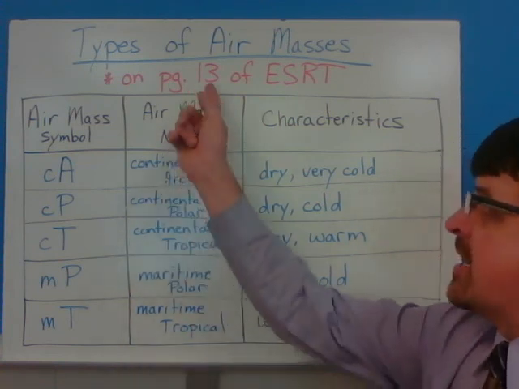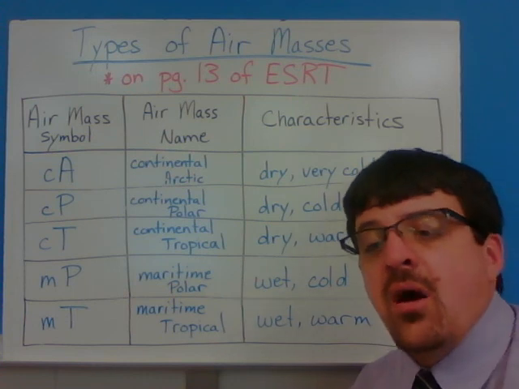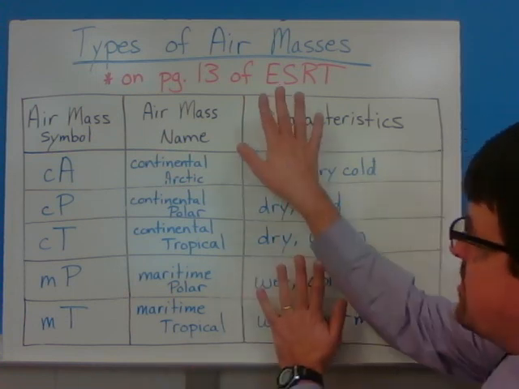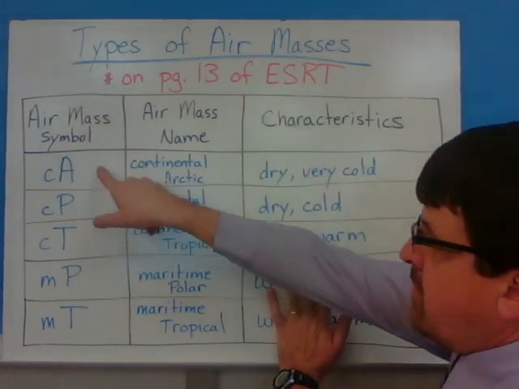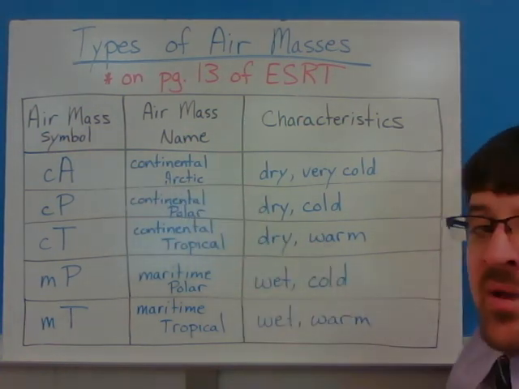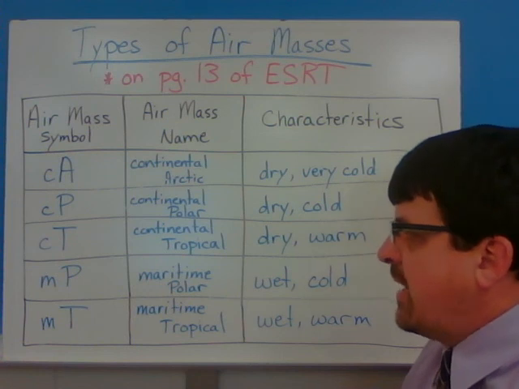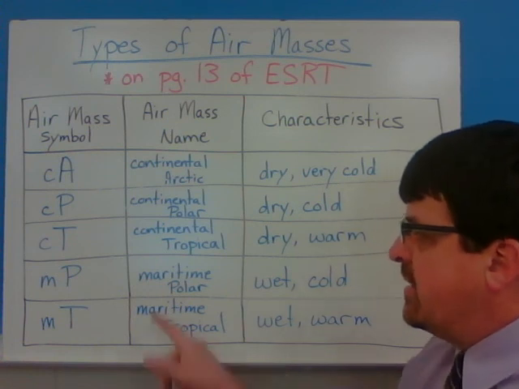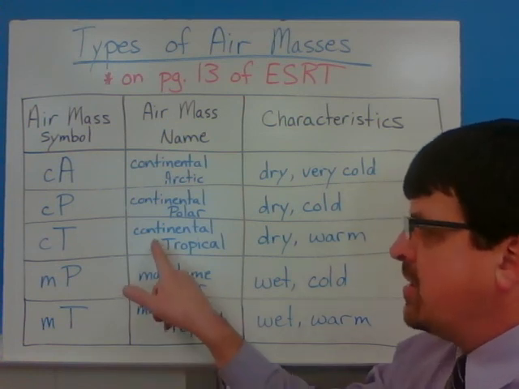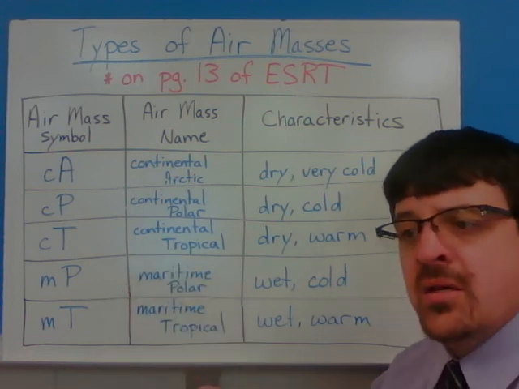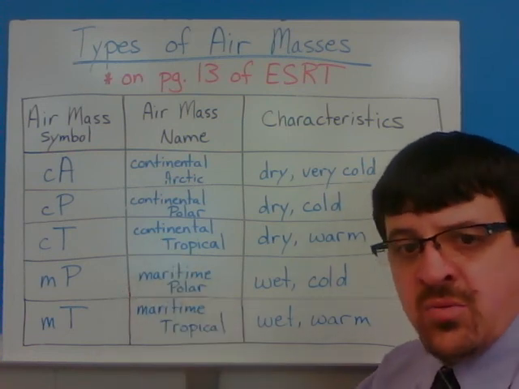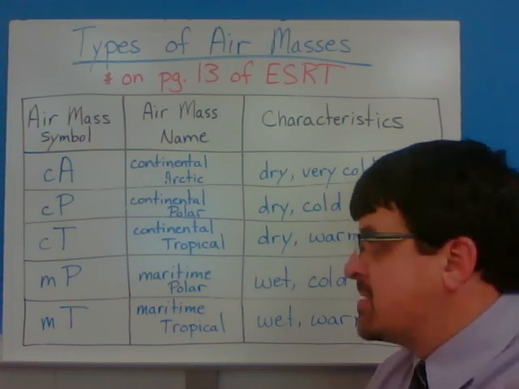Like I said, take a look at page 13 of your reference tables. All these are listed there, except for it's not going to look like this. It gives you the air mass symbol, and it gives you the air mass name. Okay? But last thing that I want to definitely say, tropical air masses form to the south of us. Okay? But still between the equator and the tropics.